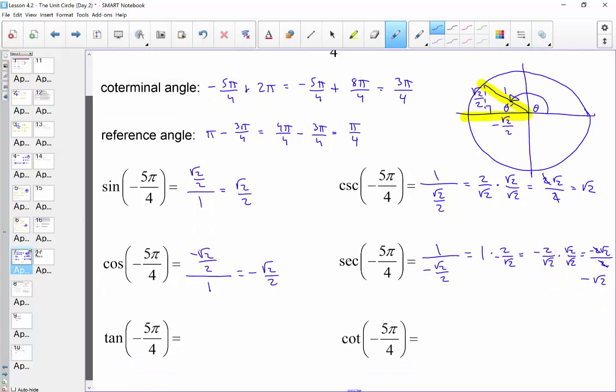Next, we have the tangent of negative 5 pi over 4 equals our opposite side, positive square root of 2 over 2, over our adjacent side, negative square root of 2 over 2, which simplifies to negative 1. The cotangent of negative 5 pi over 4 equals our adjacent side, negative square root of 2 over 2, over our opposite side, positive square root of 2 over 2, which simplifies to negative 1.